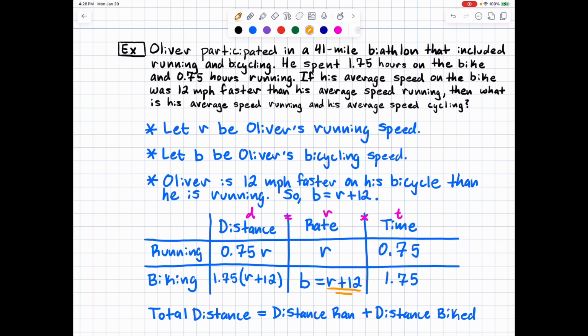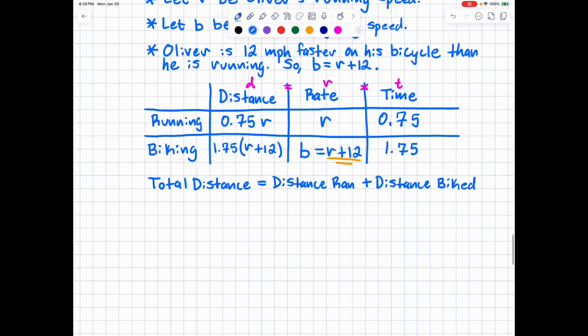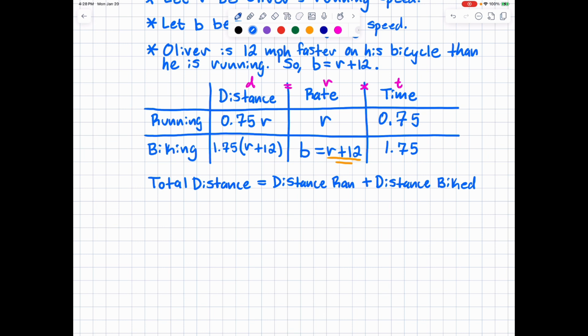Oliver participated in a 41-mile biathlon. What that means is that the biathlon was in total 41 miles. So if I come down here, I'm going to replace total distance with 41, because that was the distance of the biathlon.